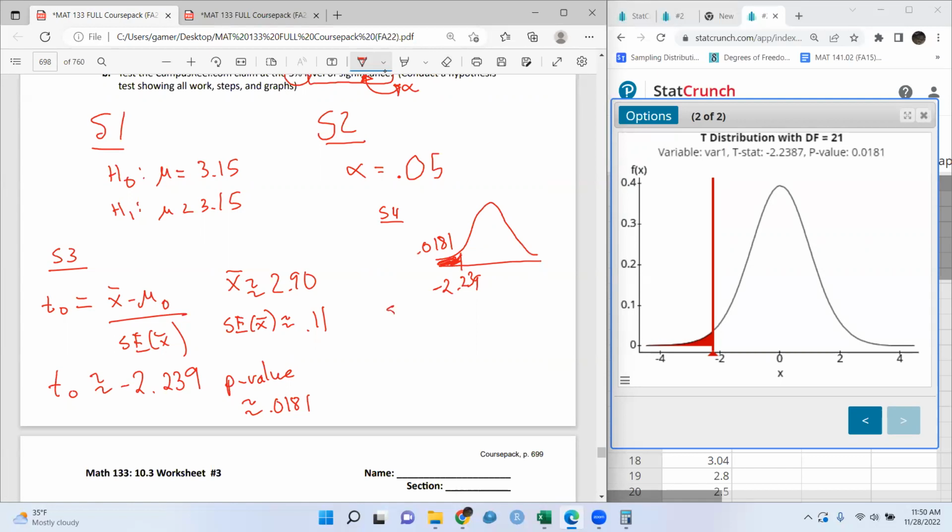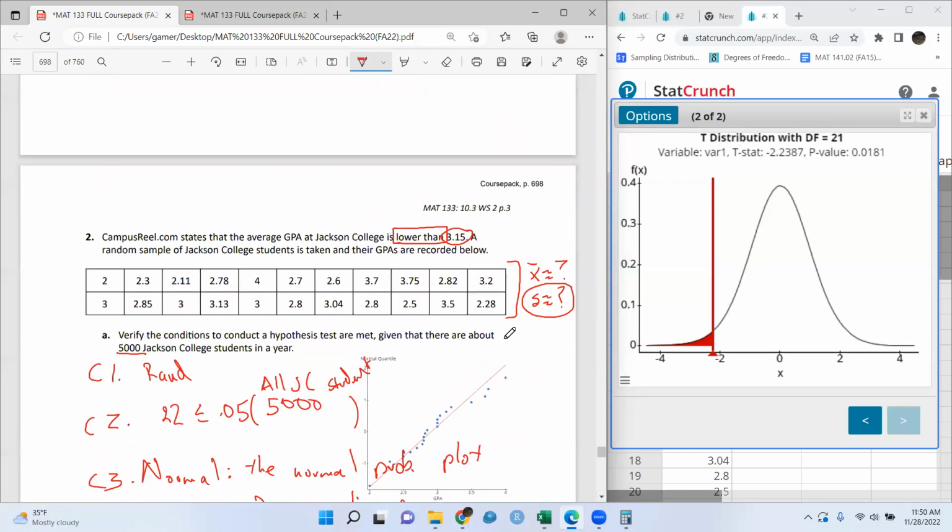Okay, so step 5, you can see I'm totally running out of time. I was supposed to give you all time to practice this. We'll do it on the next one. So step 5, we're looking at, is the p-value less than alpha? And what did you all think? Yes. Good. The conclusion is? Reject. There is enough evidence to support the claim that the average GPA is less than 3.15. That's it. I'll type it at the top here.